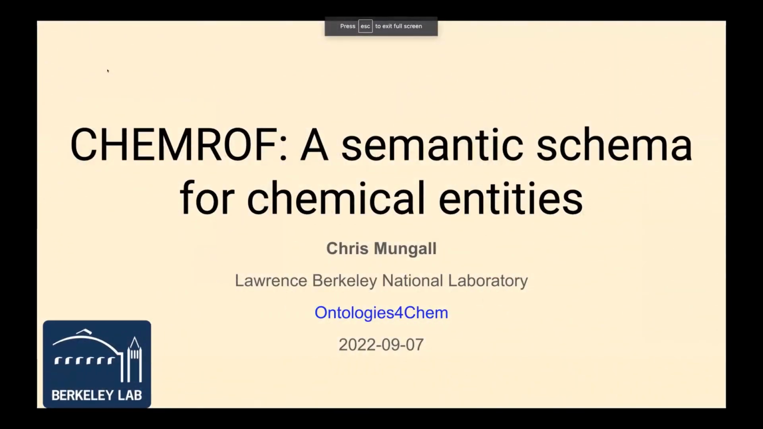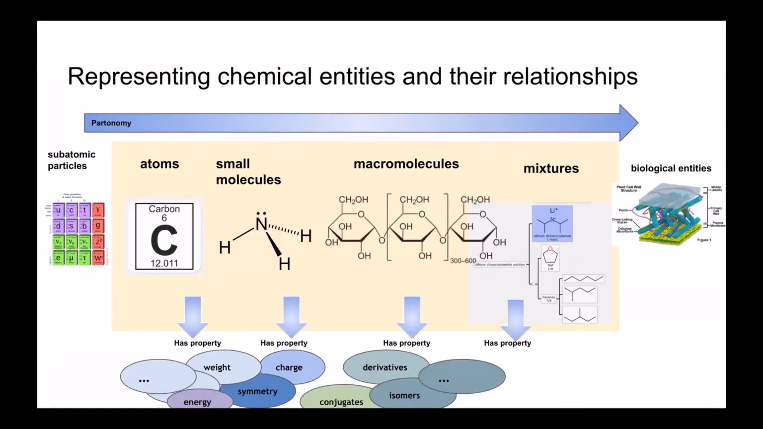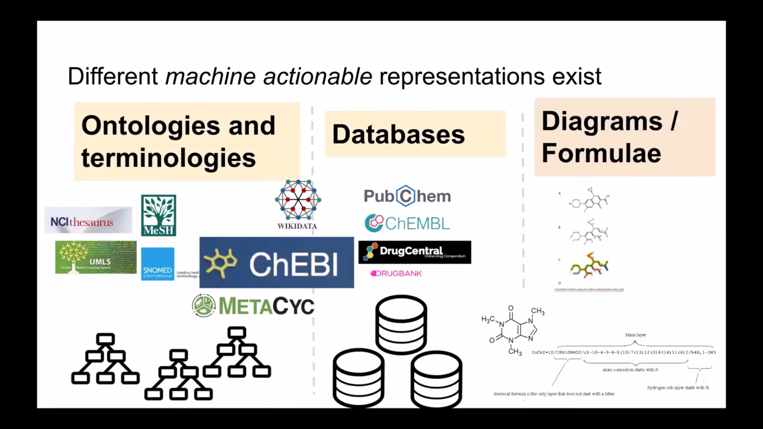So I'm going to be talking about a proposed semantic schema for chemical entities. I'll get to exactly what I mean by semantic schema shortly. But just to scope this and put it in the context of some of the other great talks we saw today, by chemical entities, I'm really talking about things at the level of atoms and above, up to the level of either equimolar or complex mixtures, but excluding more complex biological entities. And specifically talking about how we represent the entities themselves, the relationships between them, how they're connected in partonomies, and their various different properties.